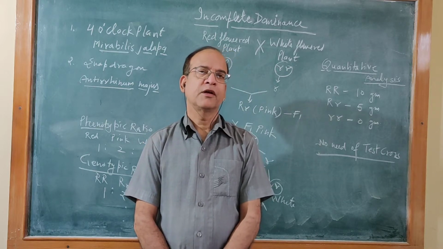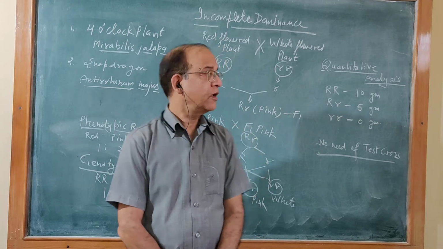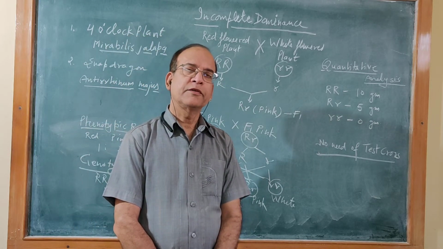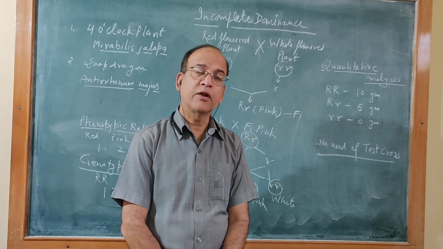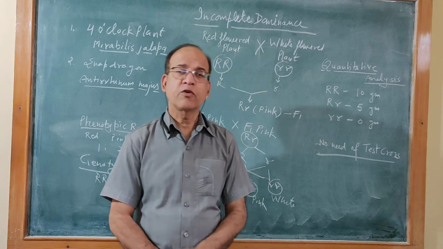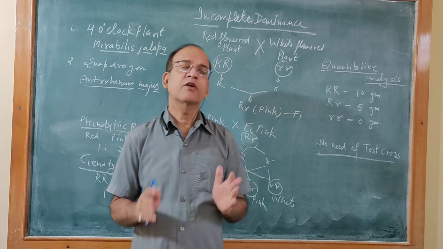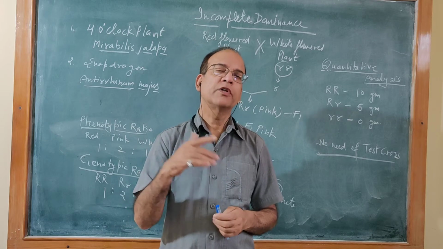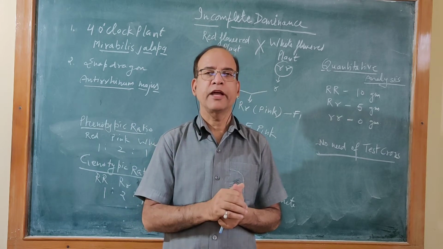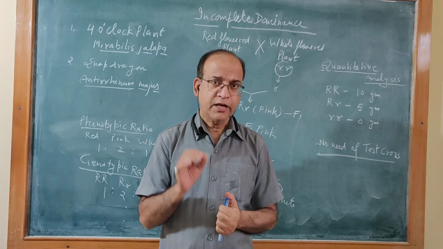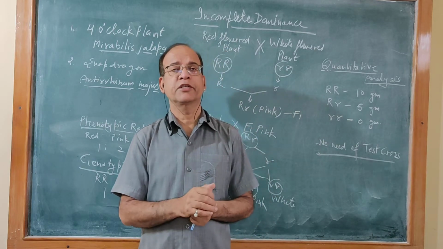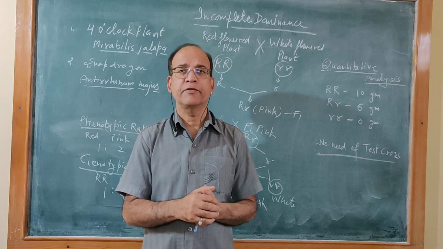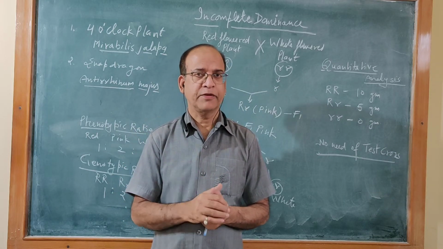Hello viewers, today's topic is incomplete dominance. As you have studied Mendel's first law, the law of dominance, according to that law, if a cross is made between two contrasting forms of the same character, only one character appears in the F1 generation. The character which appears in F1 is said to be dominant, and the character which did not appear in F1 is said to be recessive.